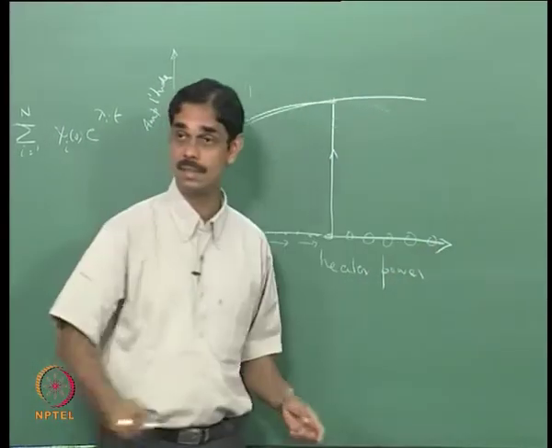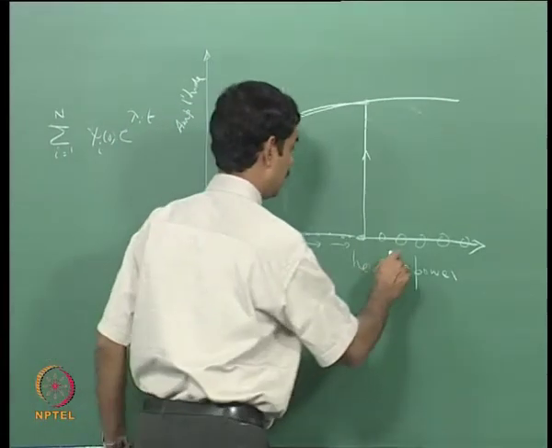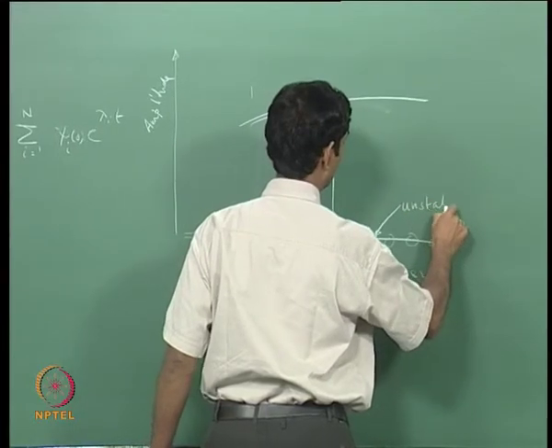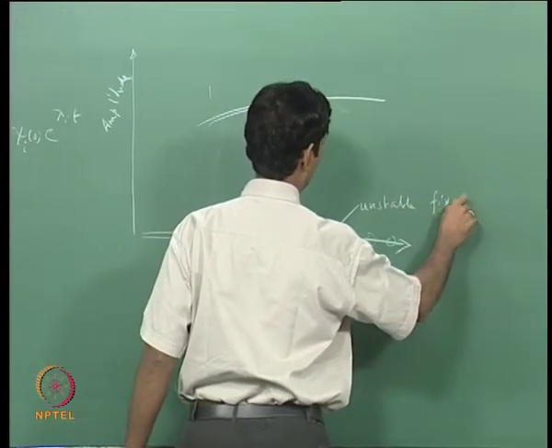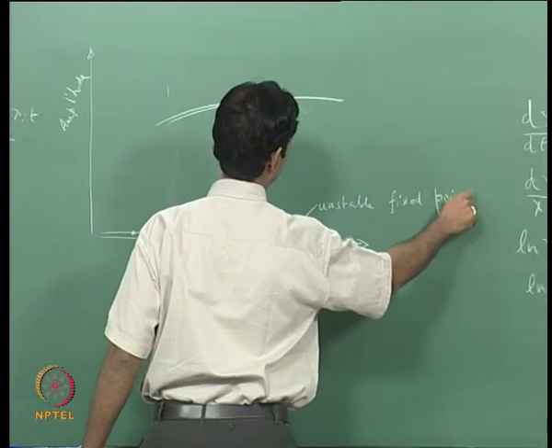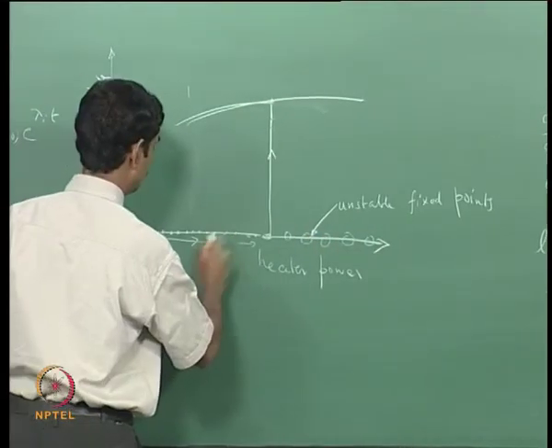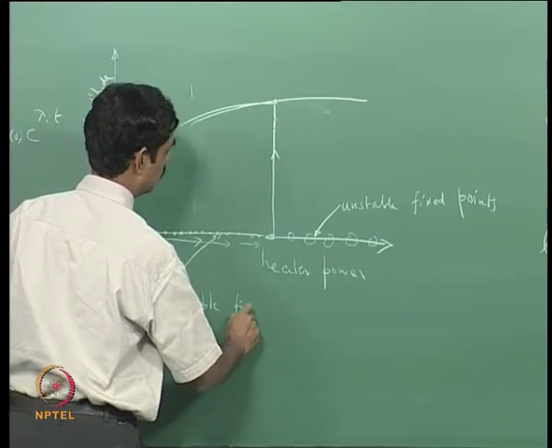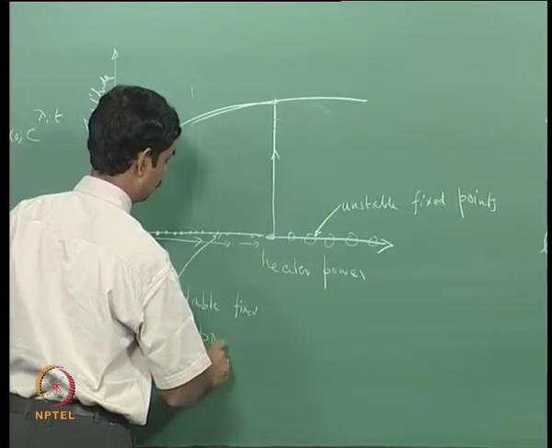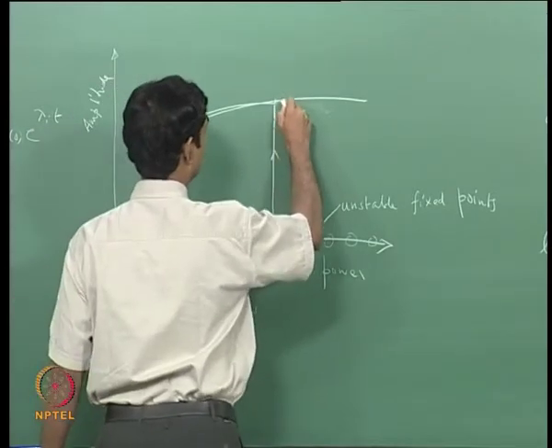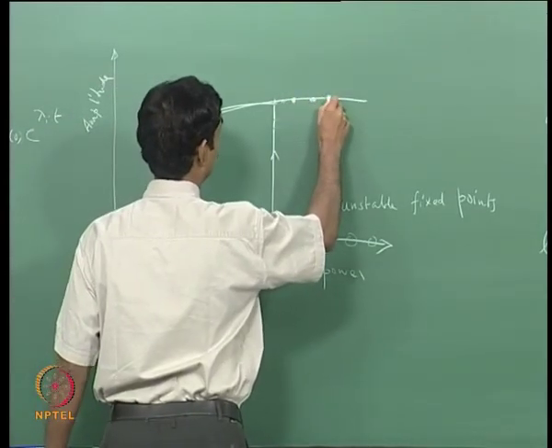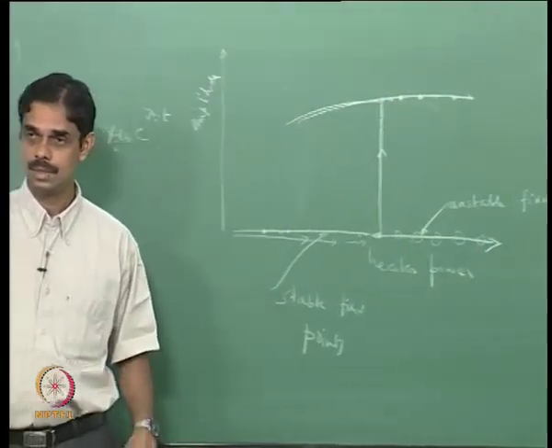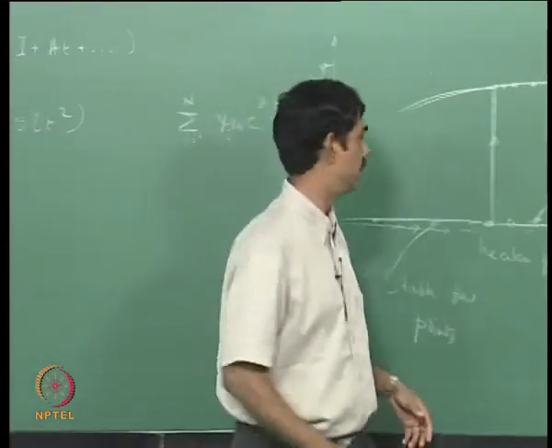So there are solutions, but I have put hollow circles. That means these are unstable fixed points and these are stable fixed points. Now I come here and I have solutions. That means even if I disturb the solution, it will come back to that.